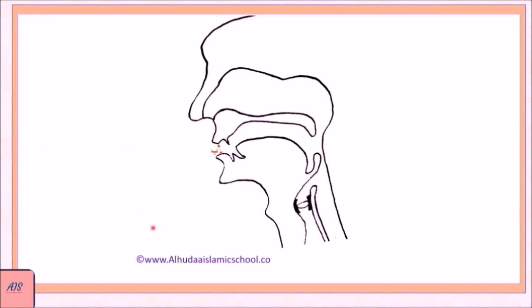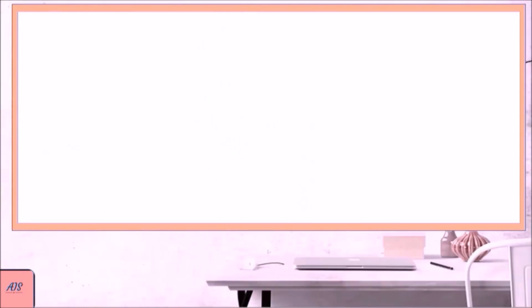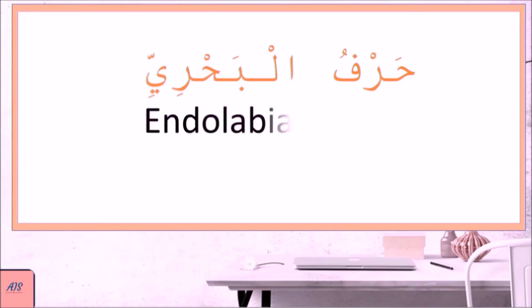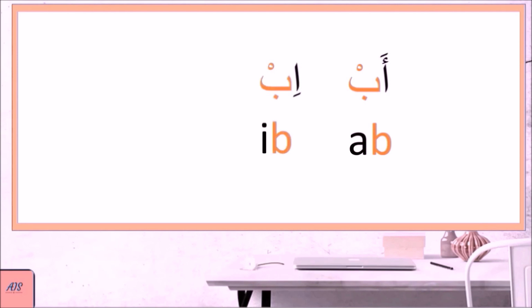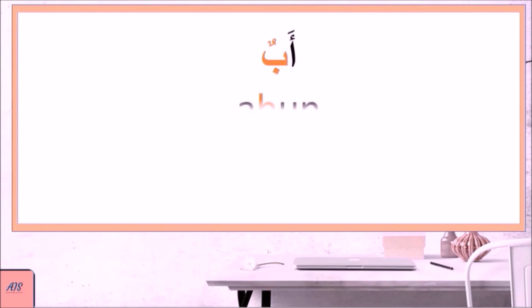But note that the wet parts of the lips are used in pronouncing Ba. And for this reason, it is called Harful Bahri, that is an endolabial letter. Now practice saying this. Ab, Ib, Ub, and with Dhammatan, Abun.